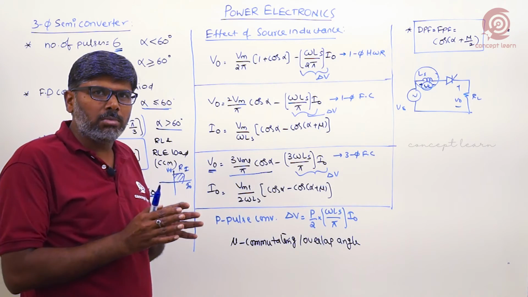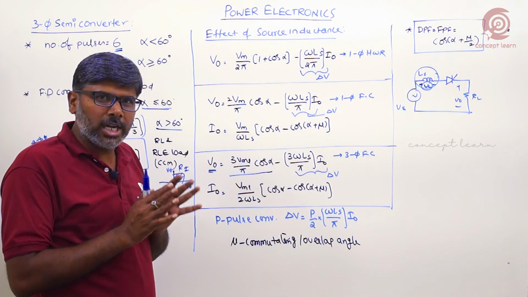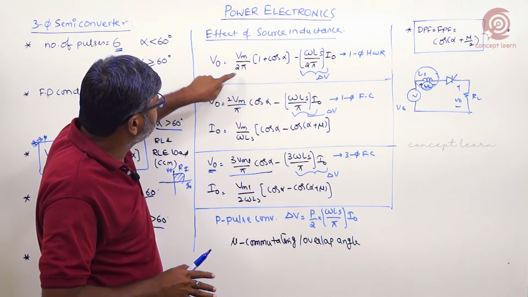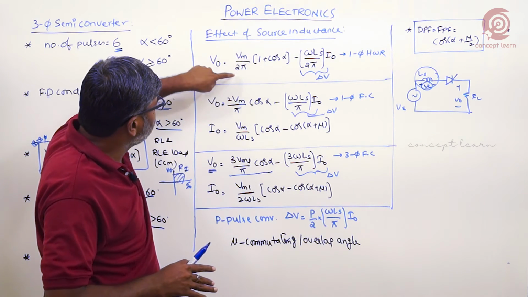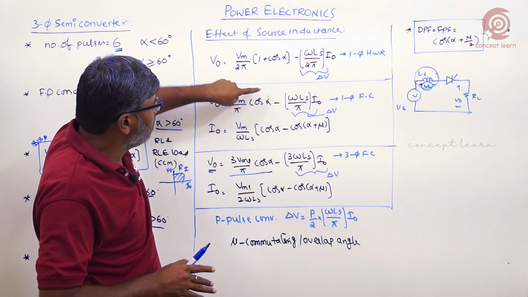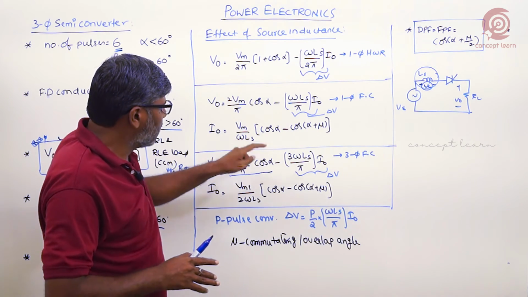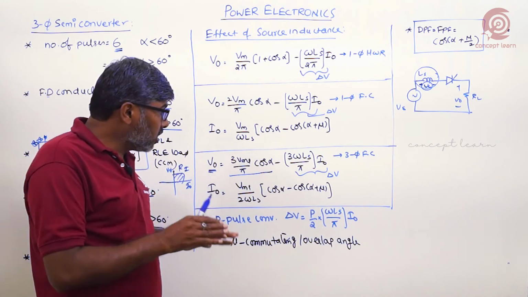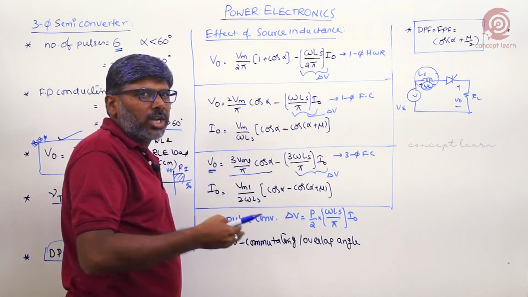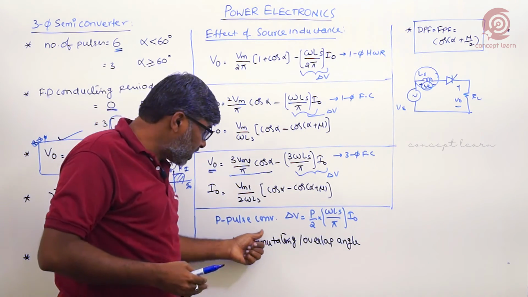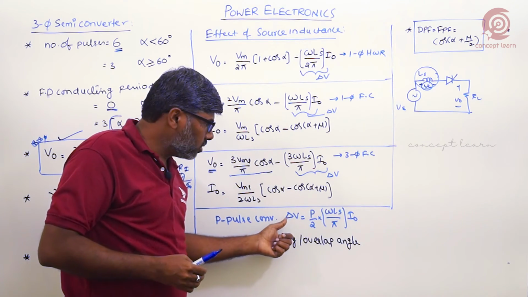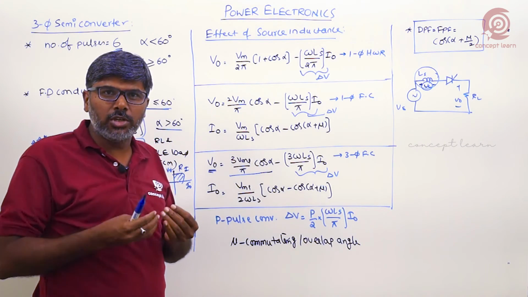So basically, when you come to any converter without source inductance, what is the output voltage of the single phase half-wave rectifier? Vm by 2 pi into 1 plus cos alpha. Full converter single phase, 2 Vm by pi cos alpha. 3-phase full converter, 3 VML by pi cos alpha. With source inductance, this drop occurs, then the output voltage gets reduced. So for a P pulse converter, what is the change? How much does the voltage get reduced?